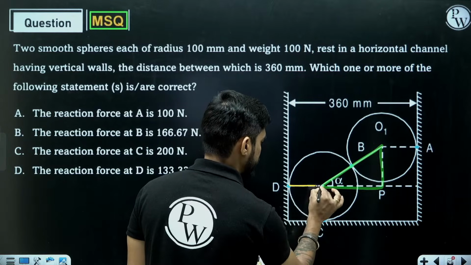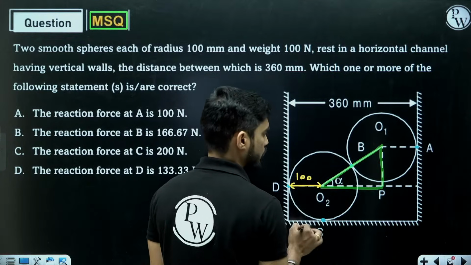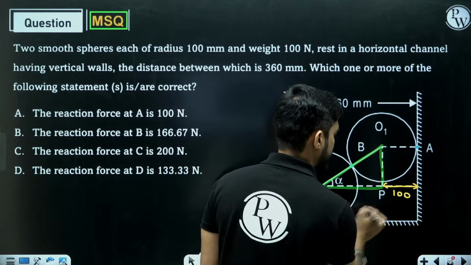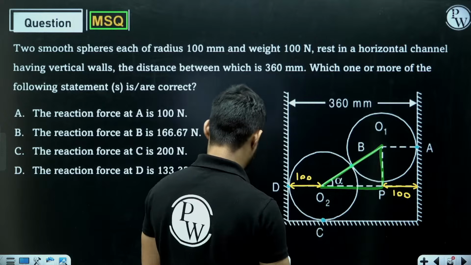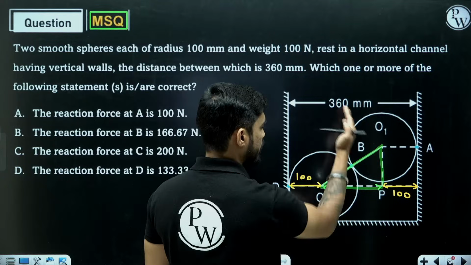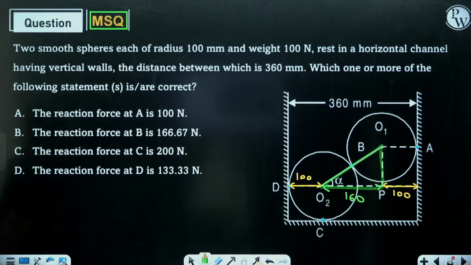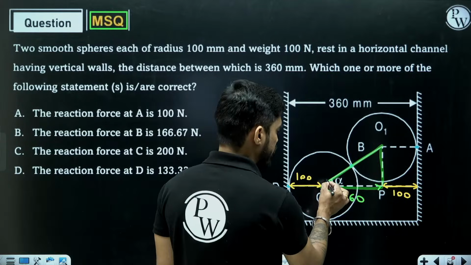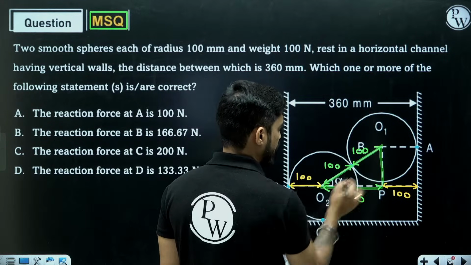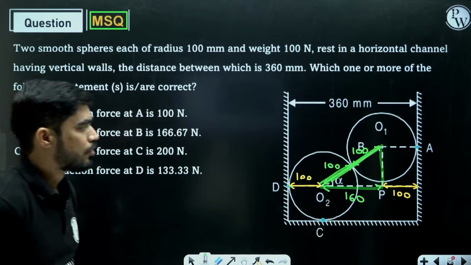What is this distance? This distance is radius, 100 mm. What is this distance? This distance is also equal to radius, 100 mm, and this is 360 mm, right? So what will be this distance? This distance will be 360 minus 200, means 160. What is this distance? This distance is 100. What is this distance? 100. So what is this total distance? This total distance is 200.